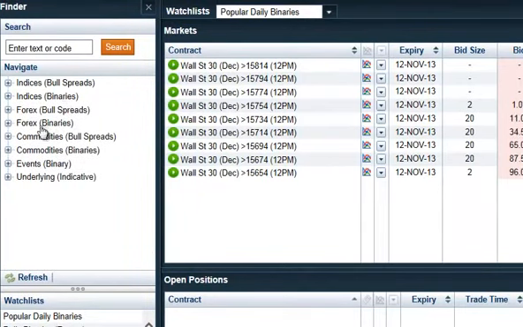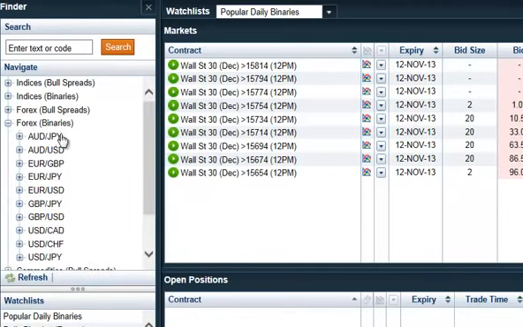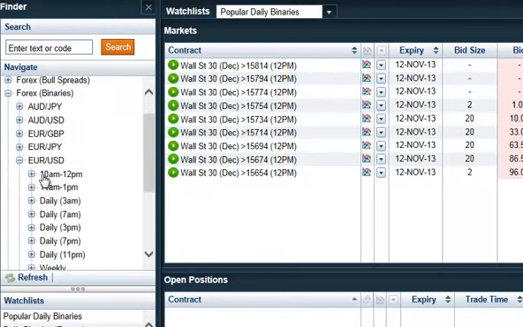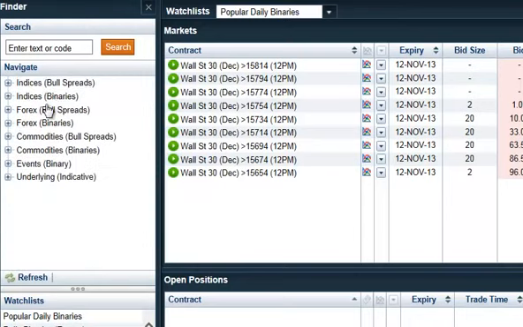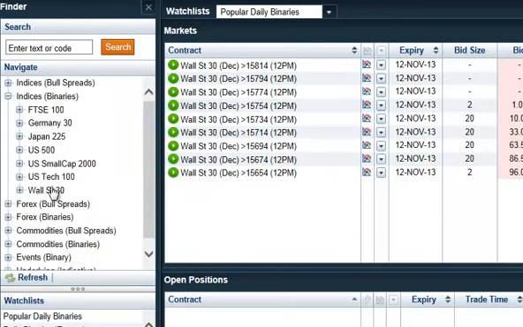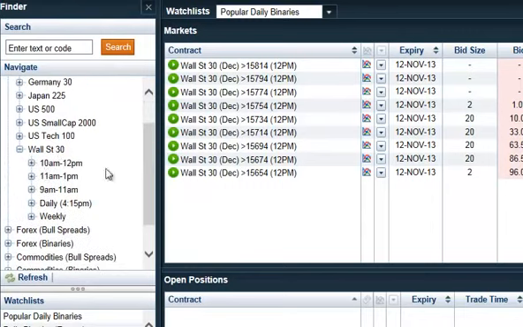Next, I want to just kind of walk through the forex binaries. They have 1, 2, 3, 4, 5, 6, 7, 8, 9, 10 different currency pairs. So you obviously have a lot of different currency pairs. Let me go back here just for a second to the indices in Wall Street. As I mentioned, they have the 10 to 12. They have the 1 o'clock closing time. They have the daily, which is 4:15.